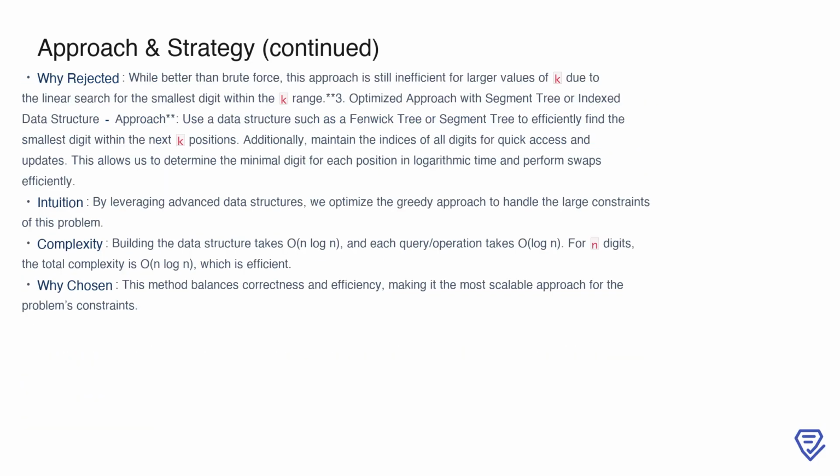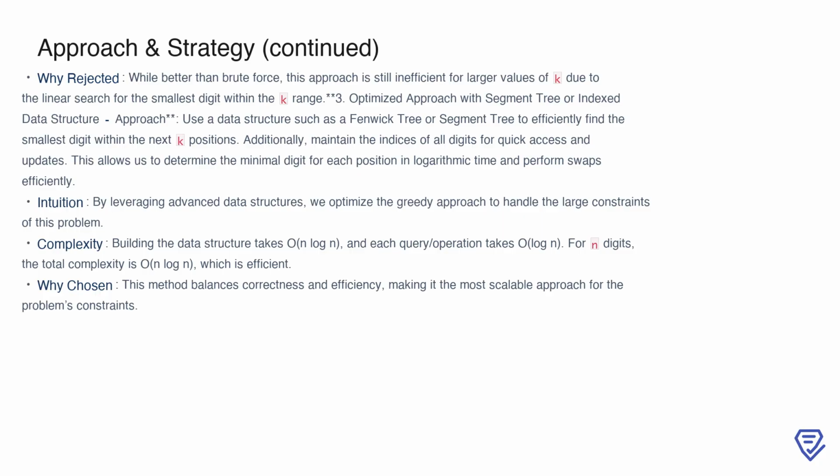To further optimize the solution, we can use a more advanced approach that leverages data structures like a segment tree or Fenwick tree. These allow us to efficiently identify the smallest digit within the next k positions and maintain quick access to indices for updates. By doing so, we improve the greedy approach, reducing the time complexity of finding the minimal digit to logarithmic time. Building the data structure requires O(n log n), and each query or operation also takes O(log n), making this method highly efficient.